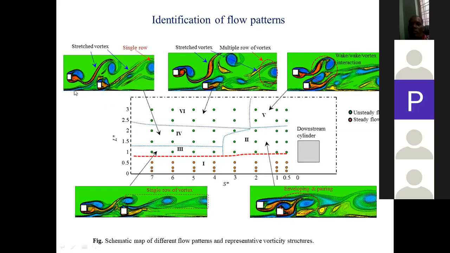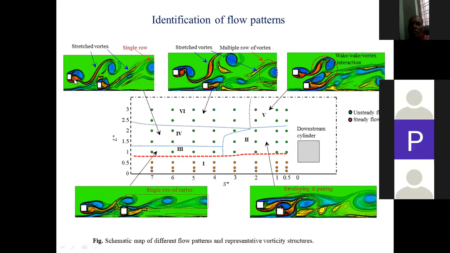Now, because of this flow here, the lower shear layers from the upstream cylinder are stretched, and ultimately from the downstream region, again we get a single row of vortices, and the downstream cylinder's lower shear layers are stretched here. Now in this fifth region, S star, meaning the horizontal length between two cylinders, is still small, but this cylinder is kept far from the wall.